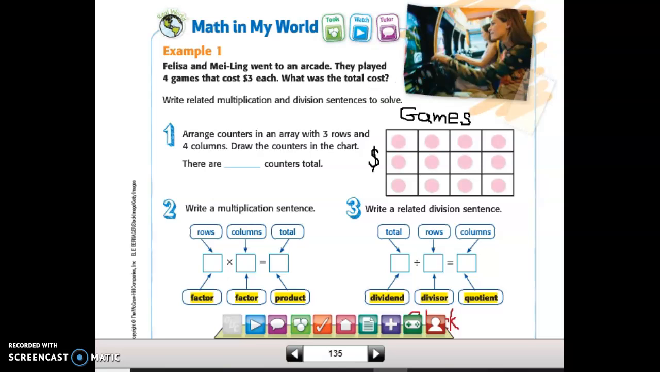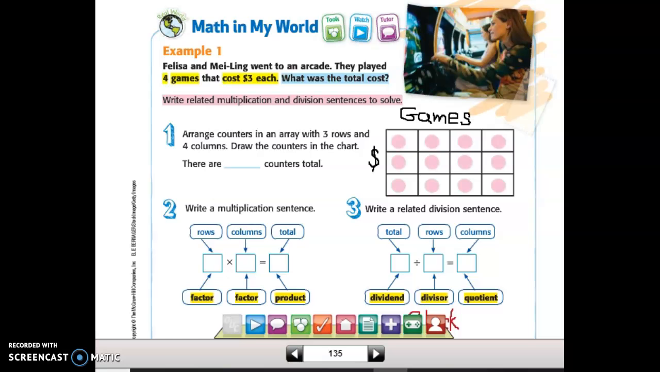So let's highlight what we need to know. We need to know there are 4 games, and that they cost $3 each. And we need to know the question, what was the total cost? But we also need to pay attention to the extra: write related multiplication and division sentences to solve. So that's part of the question that's being asked here.